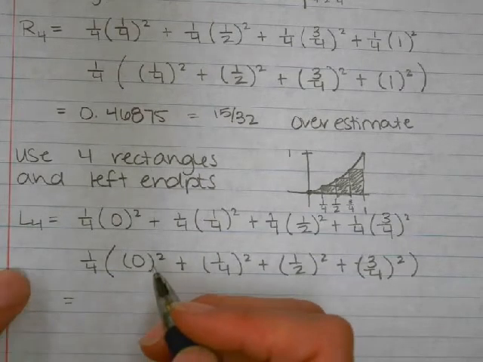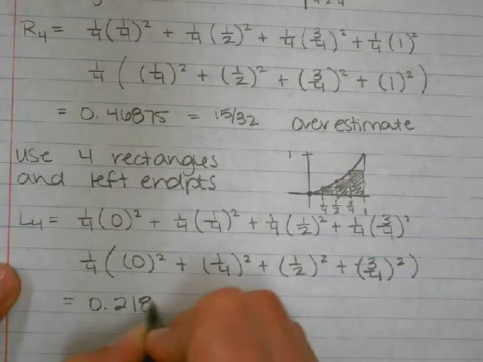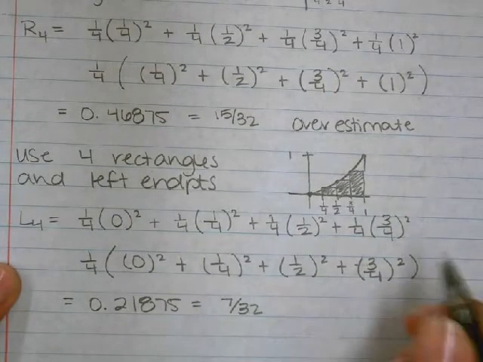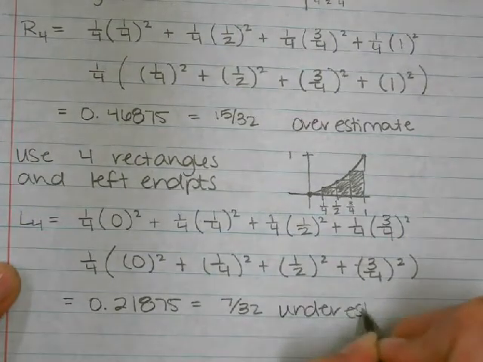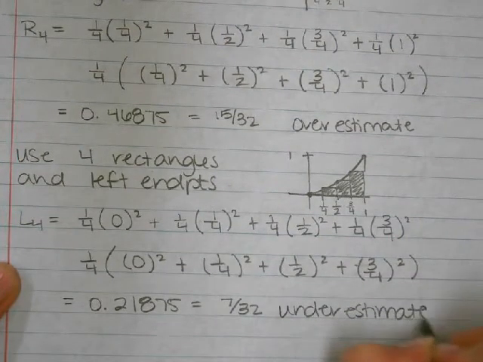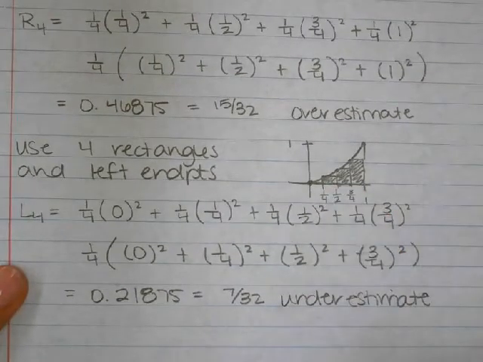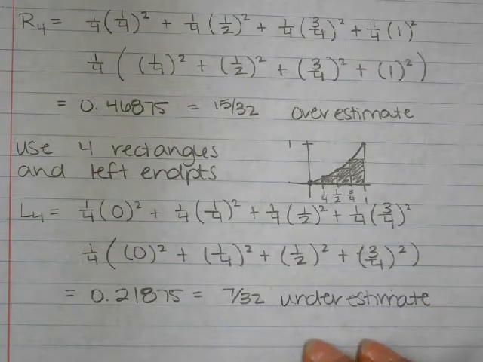And when you plug this in, you should get 0.21875, which is 7/32. And that would be an underestimate, and we can see that it's an underestimate because our little rectangles don't take up all the space that was underneath the curve. So using the right endpoints and the left endpoints as heights are 2 ways to find an estimate of your area.